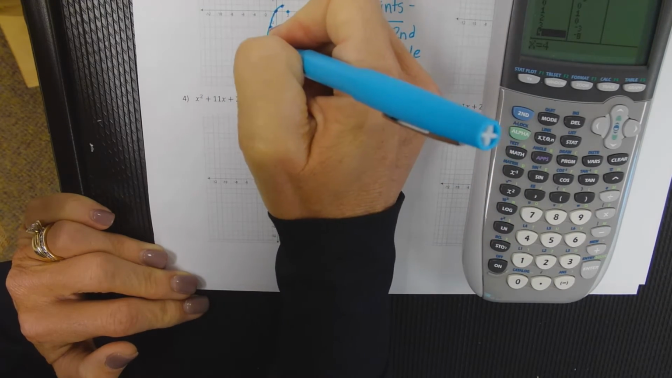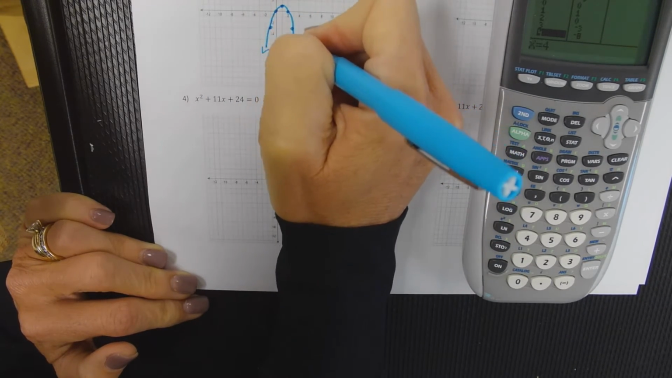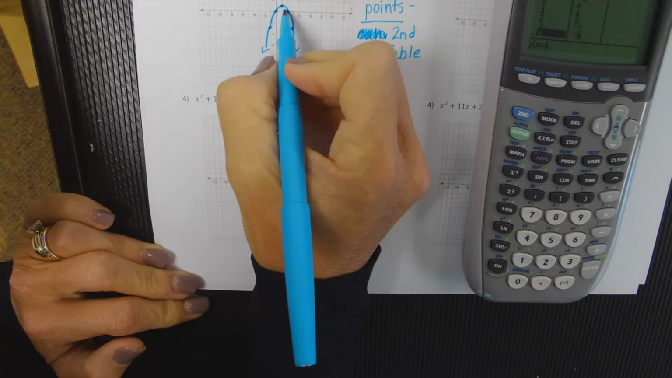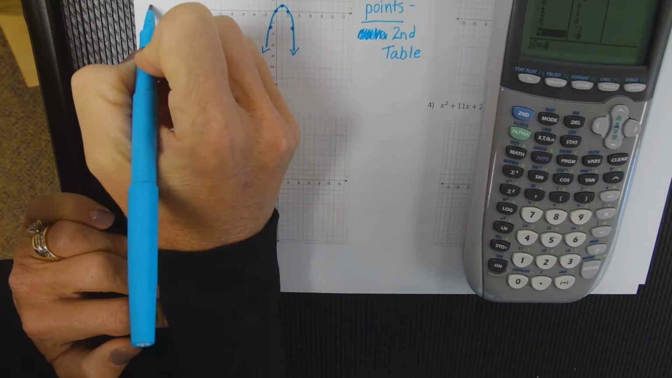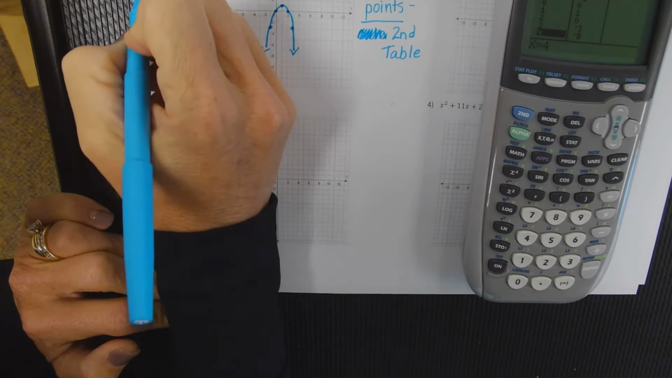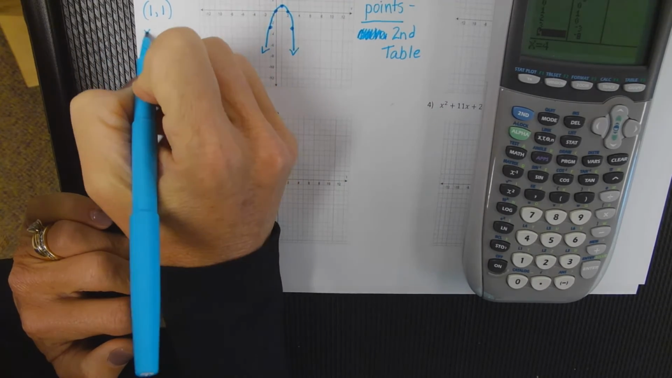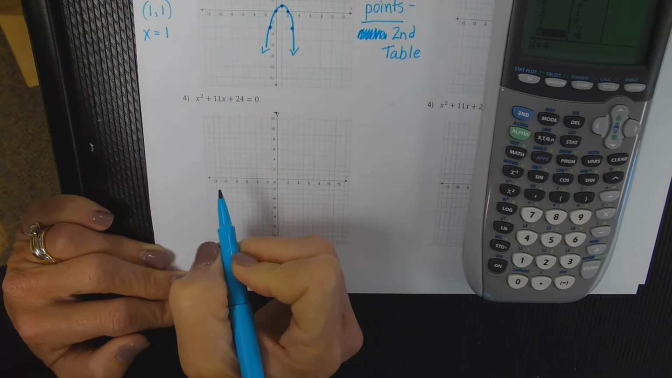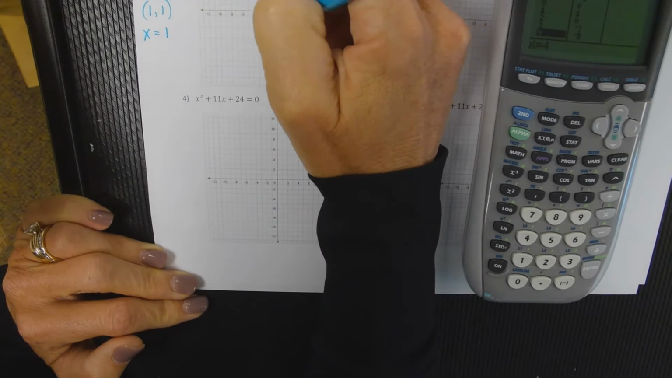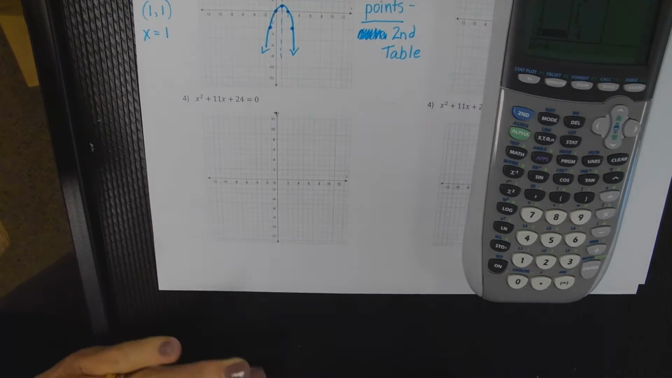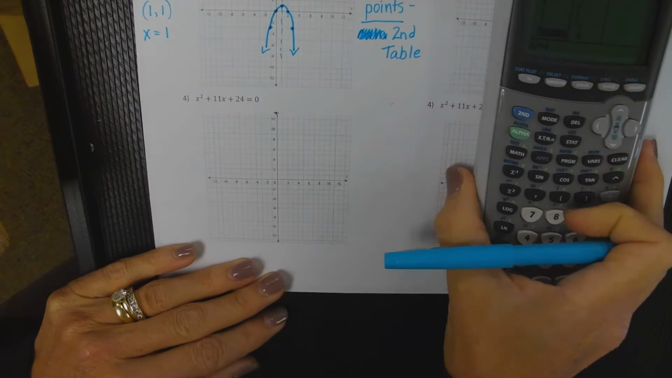So guys, this should be very helpful. Just a couple of things: the vertex is 1, 1. Axis of symmetry is 1. So there's your dotted line right there. Hopefully this is helpful to you.